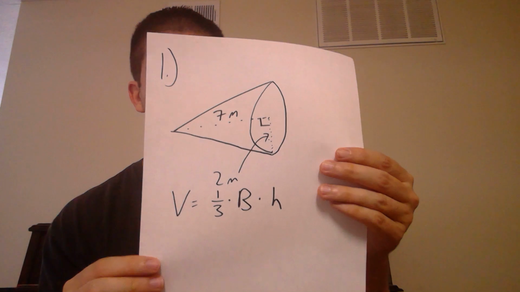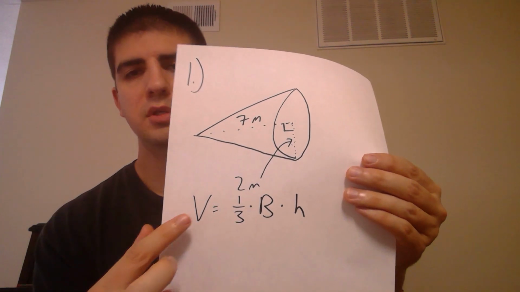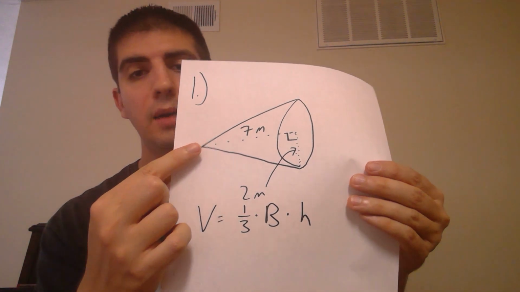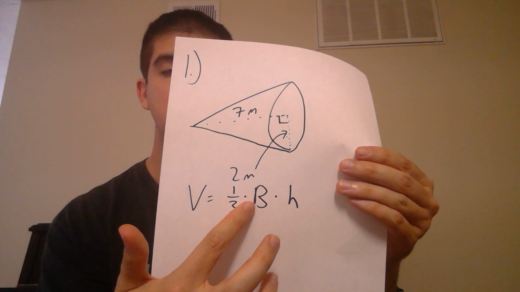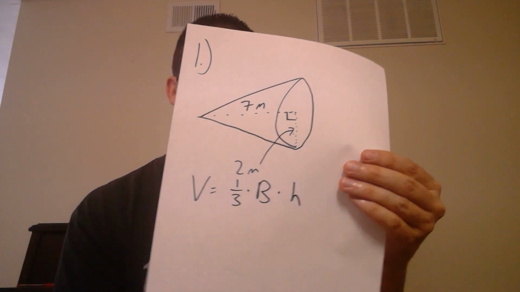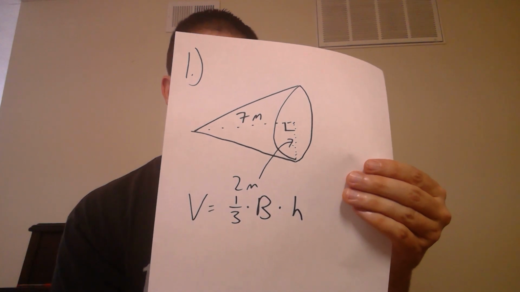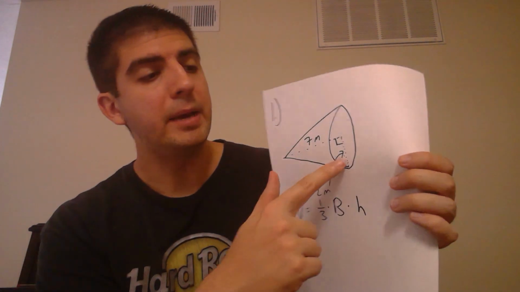We're going to use the formula V equals 1/3 base times height. I know I'm using this formula because whenever I have a pointy top, I'm always using this formula. Big B refers to the area of the base. Pause for a second here: what shape is the base of this solid? It's actually going to be a circle. Hopefully you said that.